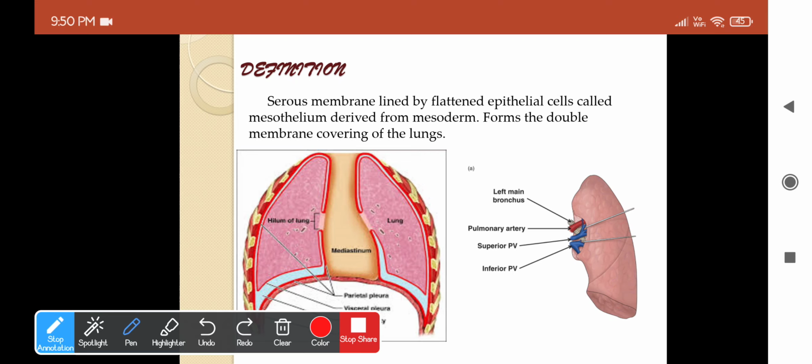Hilum is nothing but part of the lung where the important structures like the principal bronchus, pulmonary artery, superior pulmonary veins and inferior pulmonary veins enter or exit the lungs. So these structures are collectively called the root of the lung, and the part of the lung to which they enter or exit is called the hilum of the lung. So these pleural layers will be enclosing the lung surface except at the hilum.